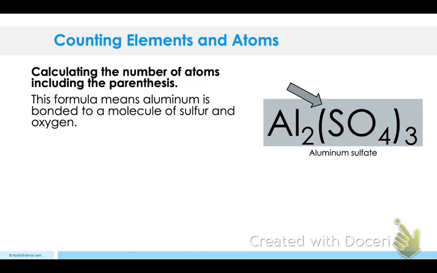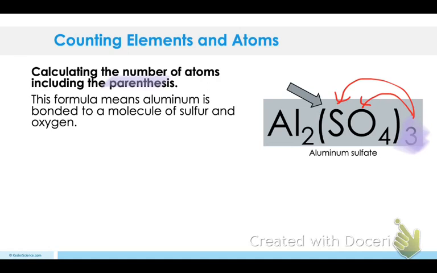All right, you're going to calculate the number of atoms, including the parentheses. So now we're dealing with the parentheses. This formula means aluminum is bonded to a molecule of sulfur and oxygen. So this 3 is only going to be distributed to what's in the parentheses. It's not going to be distributed to the aluminum.